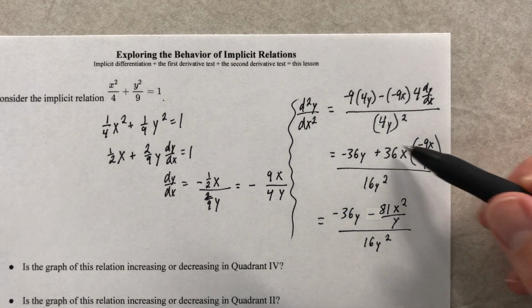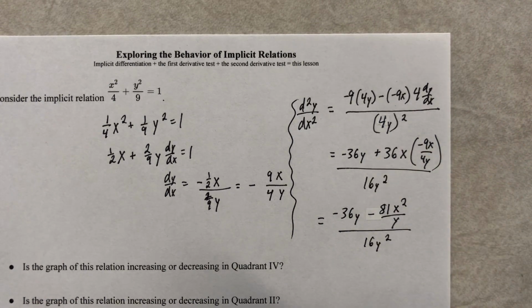Negative 36y plus, oh, let's just write it. No, minus. No. Let's just write it with no explanation whatsoever. Minus 81x squared over y. Don't even ask, just write it. Over 16y squared. Now, the more we do, the more room for error there is. So if you wanted to stop about here, you could. I do want to keep going, but the earlier you stop, the less room for error there is in this.